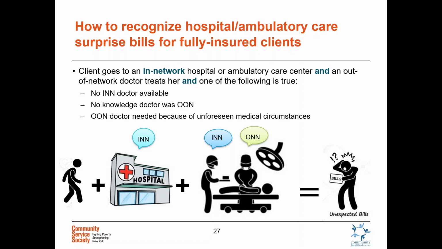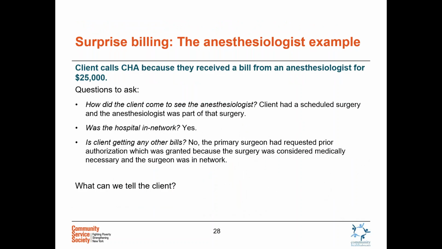No in-network doctor was available. The consumer had no knowledge that the doctor was out of network, or the out-of-network doctor was needed because of unforeseen medical circumstances. So an example of this is an anesthesiologist. This is kind of the classic example. So the client calls CHOB because they received a bill from an anesthesiologist for $25,000. Some important questions to ask. How did the client come to see the anesthesiologist? Let's say the client had a scheduled surgery and the anesthesiologist was a part of that surgery. Okay, pretty self-explanatory. Next, ask yourself, was the hospital in network? Okay, yes, all right, so it seems like a surprise bill.